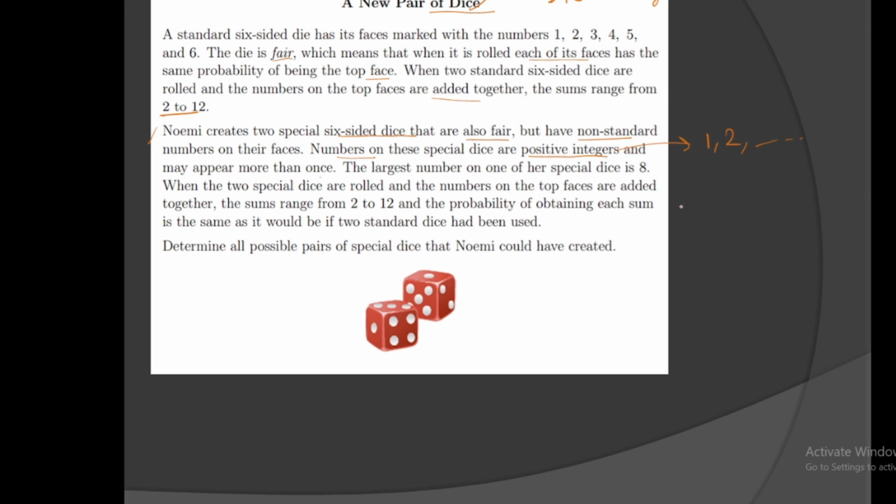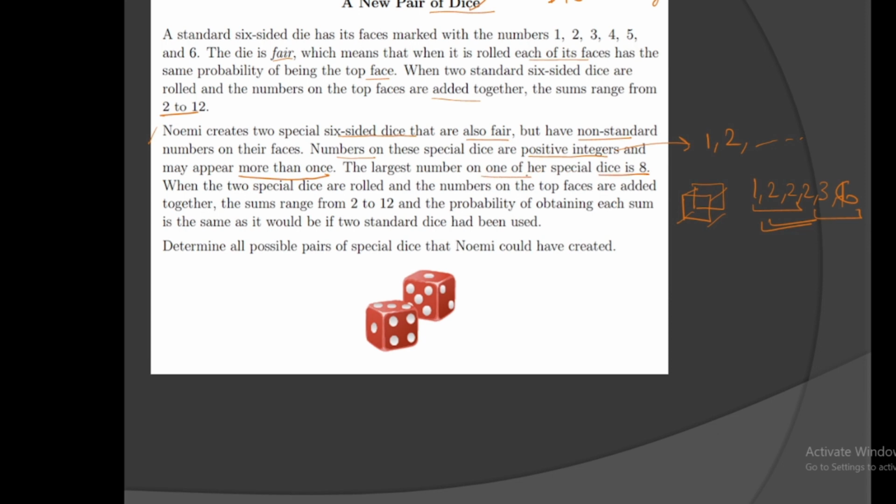Means like on a die, since we have 6 faces, we can have a number like 3, 6, how much? 3 plus 3. So this can also be one of the possible numbers on the dice. So it is saying that the numbers on these faces may appear more than once. The largest number on one of our special dice is 8.